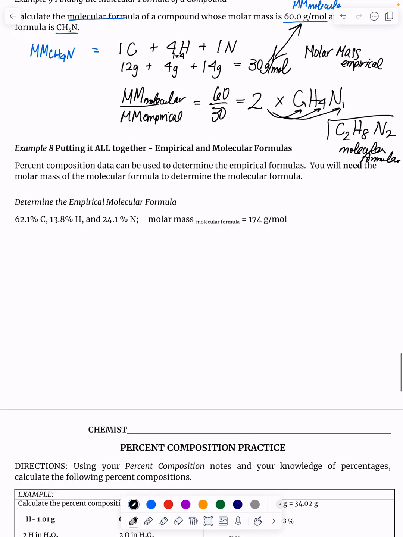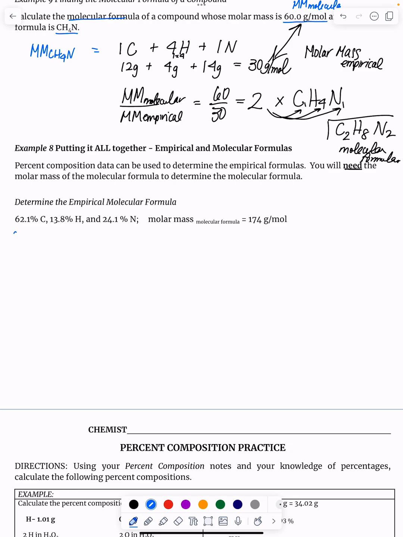Putting it all together, this is what a problem would look like, and this is how I'm going to end this lecture. You'll be given the percentage of each element in a compound. You have to determine the empirical formula. You'll be given the molar mass of the molecular formula, and you'll have to get the molecular formula. So let's do this question together, and then you'll be ready for your practice. So, percent composition data can be used to determine the empirical formulas. You will need the molar mass to determine the molecular formulas.